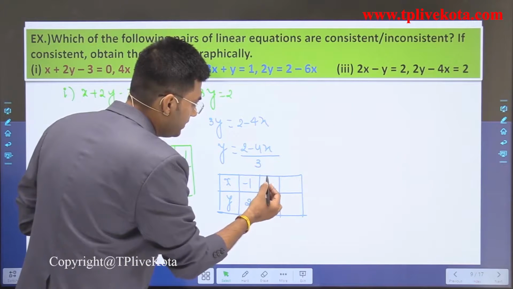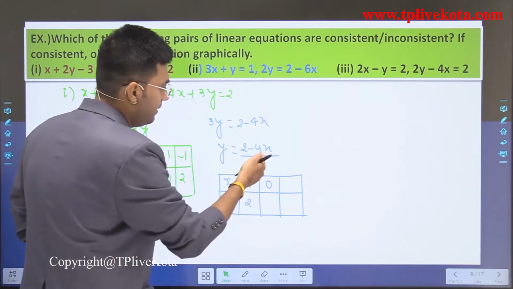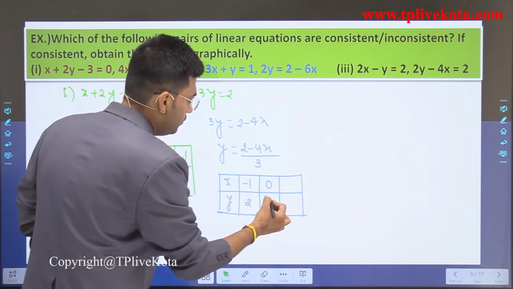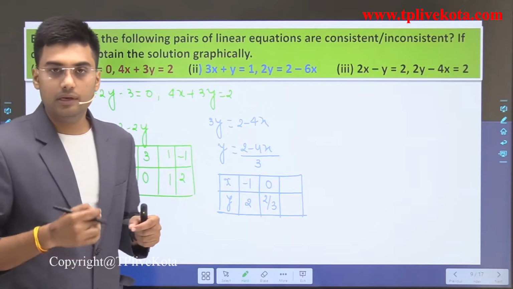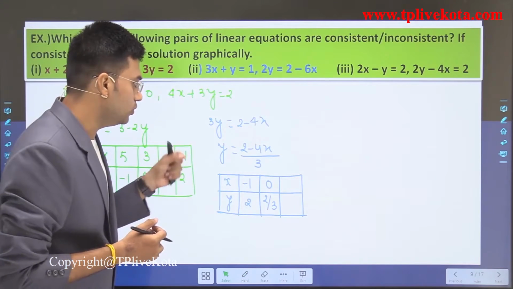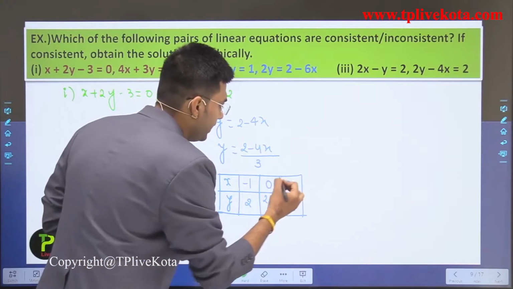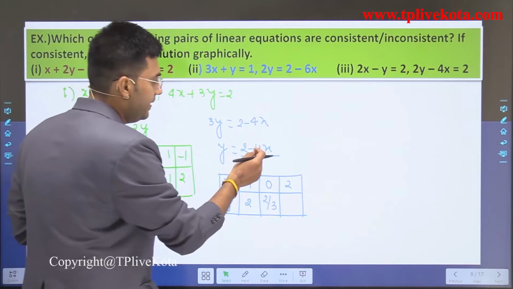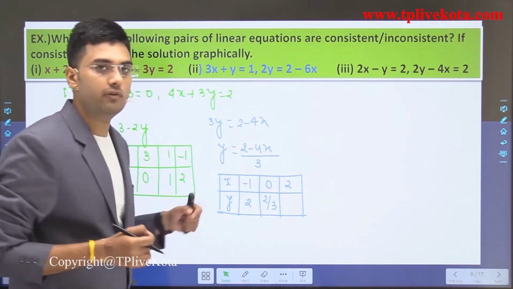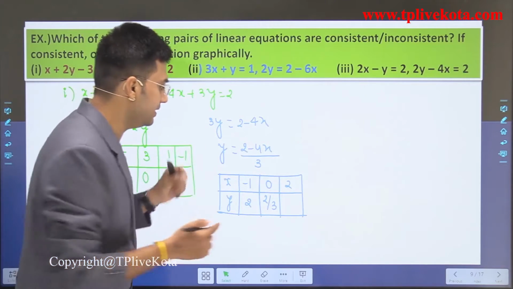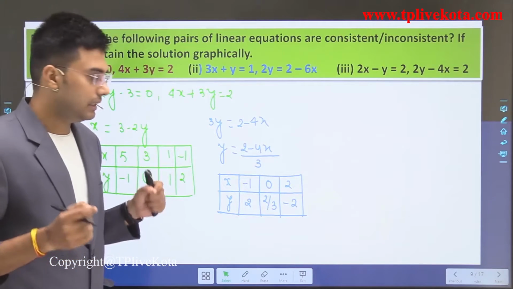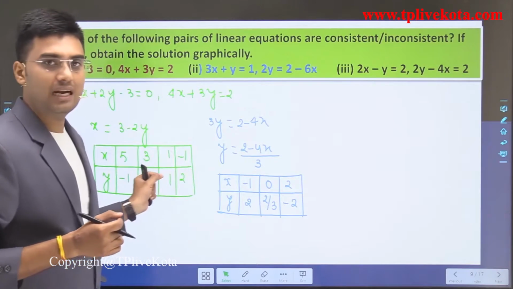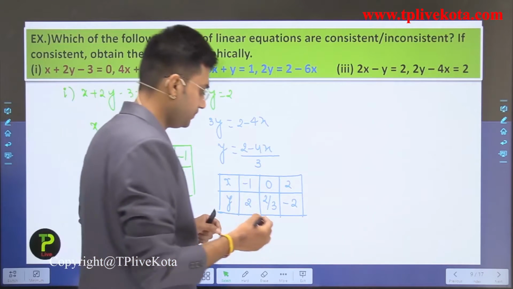When we put x is equal to 0, then what will we get? It is 2 divided by 3. Clear? Now, let's put x is equal to 2. When we put x is equal to 2, then what will we get? Minus 8 plus 2, that is equal to minus 6 divided by 3, that is minus 2. Clear? Now, we have to draw the graph of these two equations.